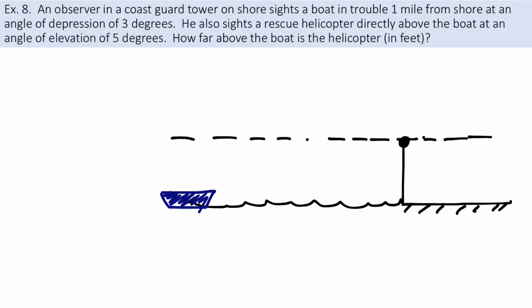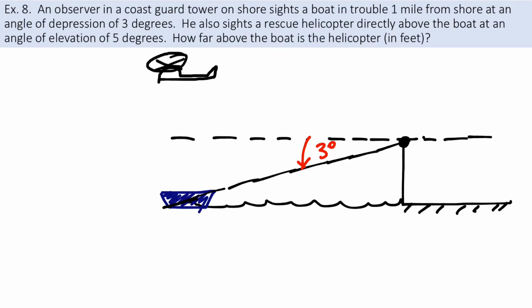All right, so he's spotting this boat out here from up there at an angle of depression, so downward, of 3 degrees from the horizontal. All right, then he also spots the helicopter up here. So let's draw, he's looking up this time from the horizontal 5 degrees.